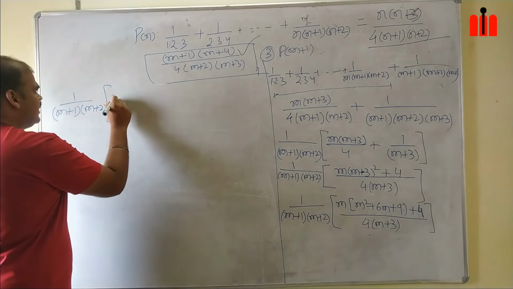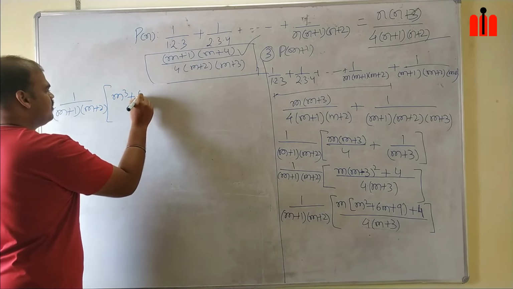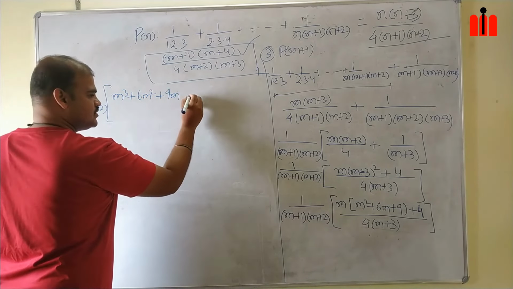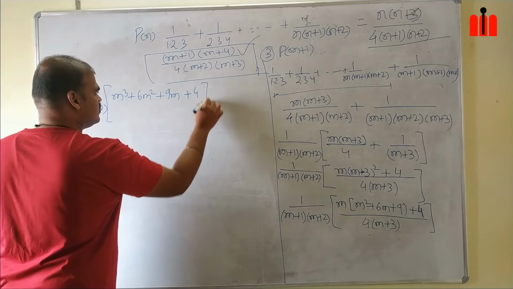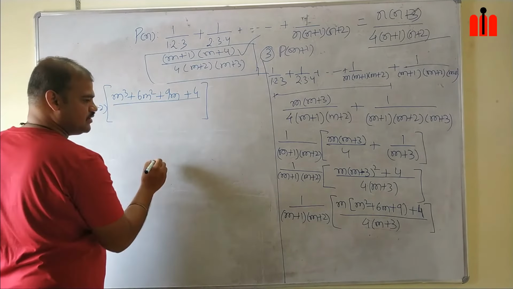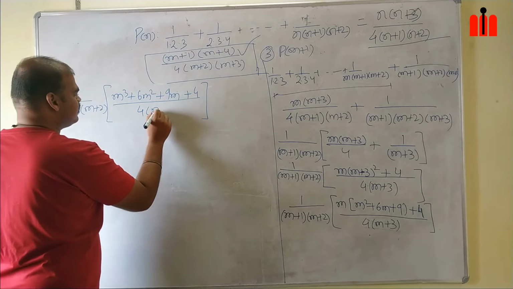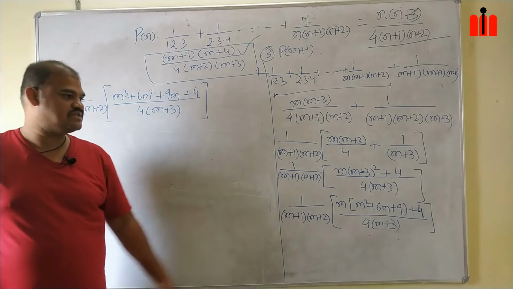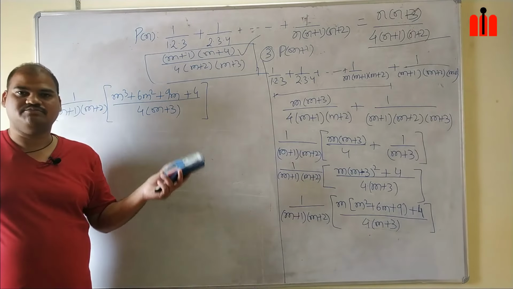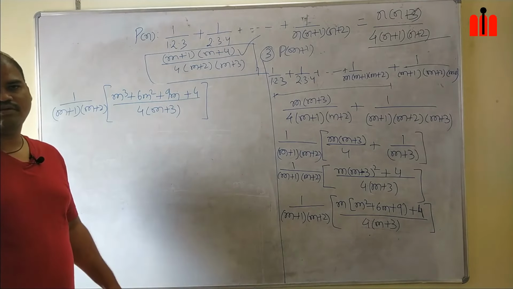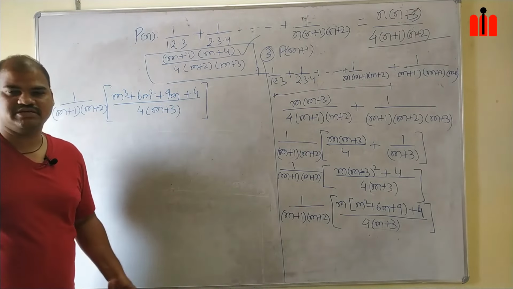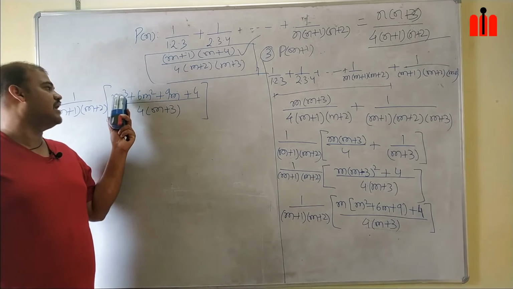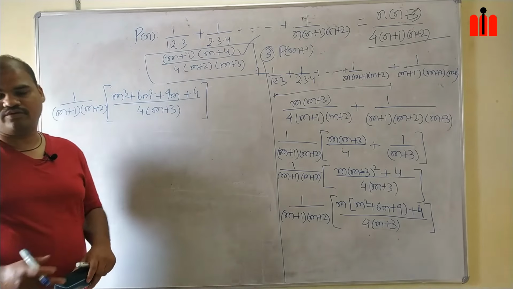Once you multiply, you will get m cube plus 6m square plus 9m plus 4 by 4 into m plus 3. Okay, so once you multiply m inside, you will get m cube plus 6m square plus 9m plus 4 divided by 4 into m plus 3. Now we have to factorize this m cube plus 6m square plus 9m plus 4.